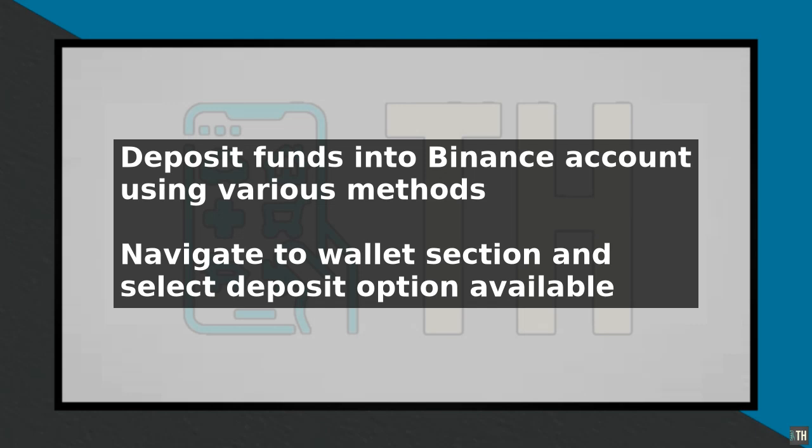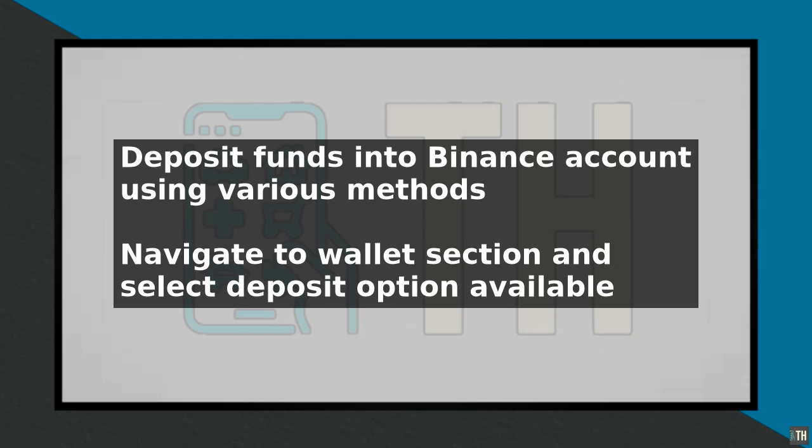After depositing funds, you can navigate to the Markets section and search for Bitcoin. Select the Bitcoin market and click on the Buy button. Enter the amount of Bitcoin you want to buy and select your payment method. Review the transaction details and confirm the purchase.